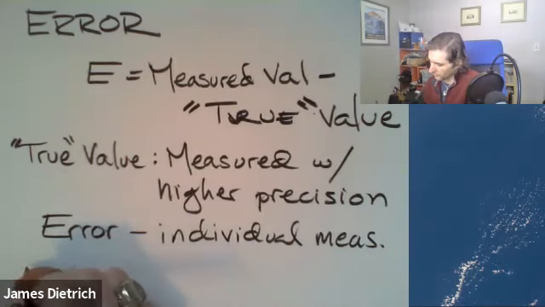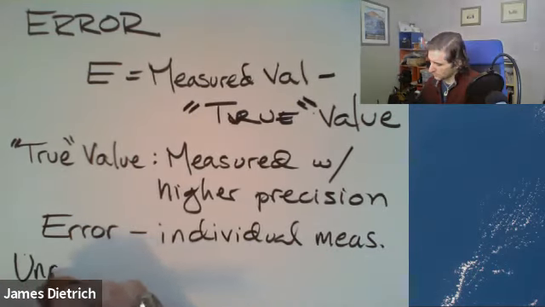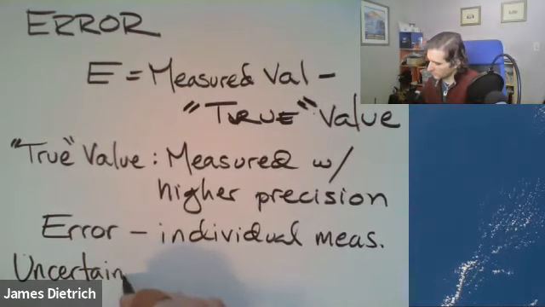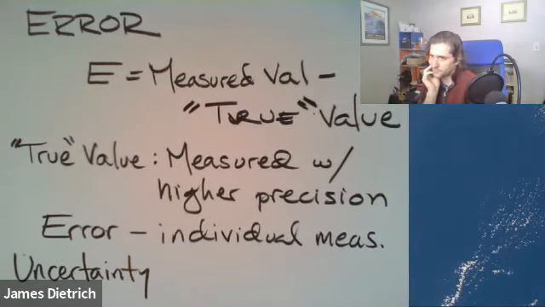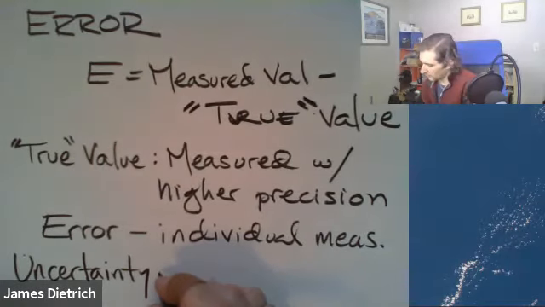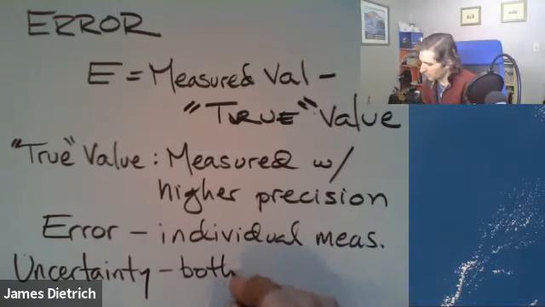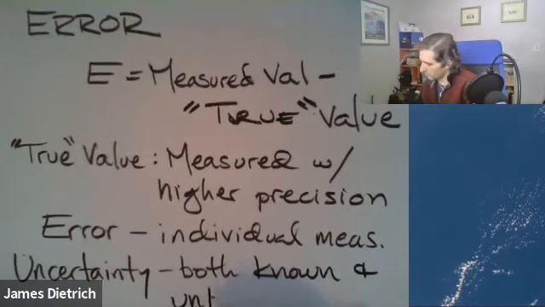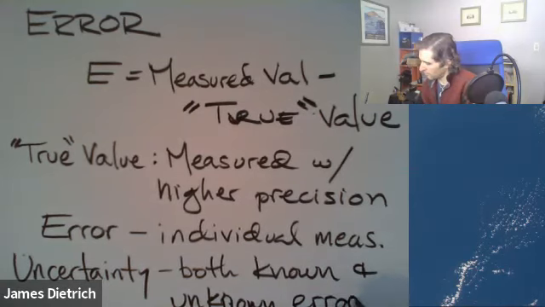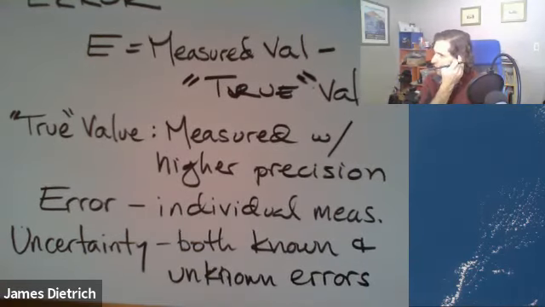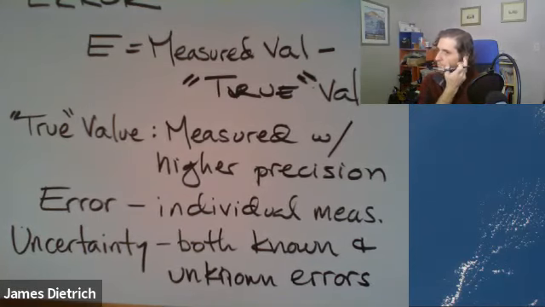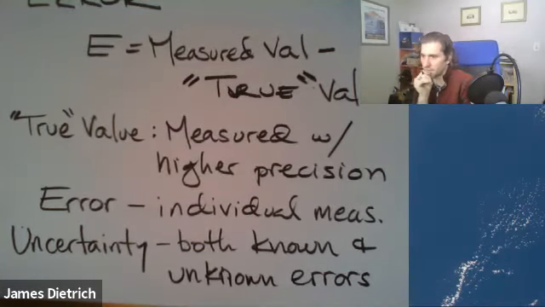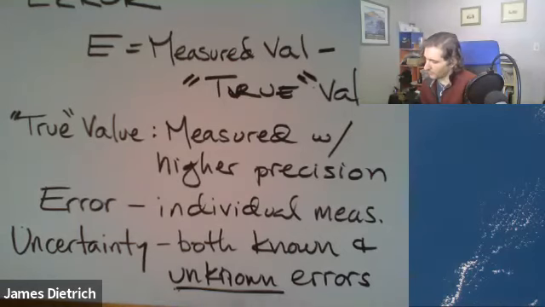But then there's another concept which is a little bit bigger, which is the idea of uncertainty. This is both the known and unknown errors in a data set, and that accounts for all of the error that we see. This second concept here, this unknown error, is something that we'll talk about.